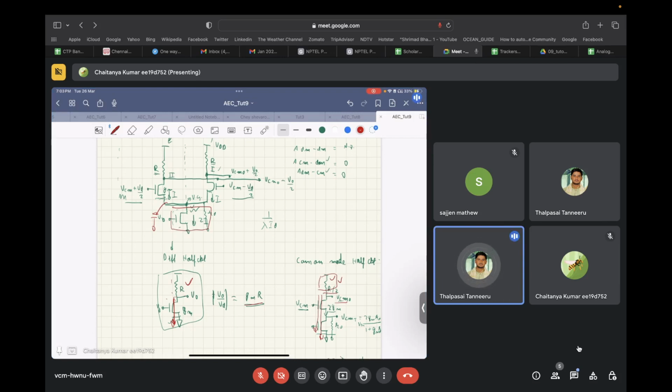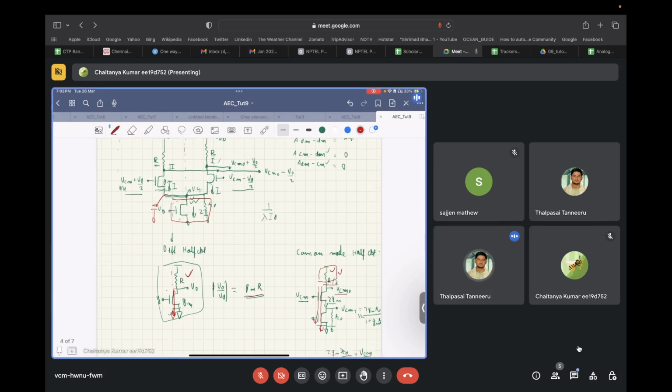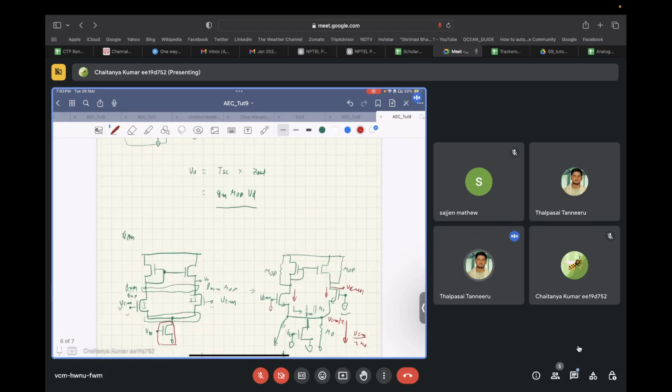Sir, how can we reduce the common mode gain? I am telling you, we will look at it next.